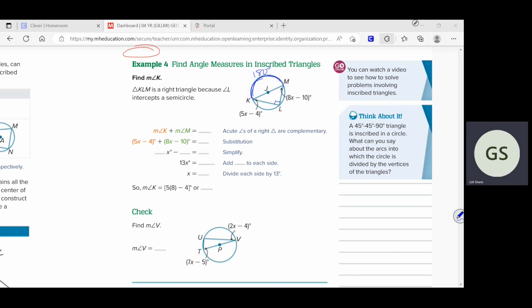So that's what they're doing here. They're saying, okay, well, I know that if this angle L is 90, angle K plus angle M has to also be 90. Because remember, all three angles of a triangle add up to 180. So if this one's 90, those two have to add up to 90. So that's what that first line is stating. Now they're just substituting in, well, I know angle K is this, I know angle M is that. Again, they just have to add up to 90. Now you just solve it out.